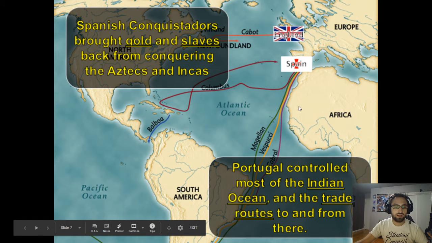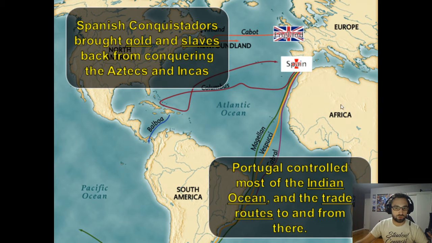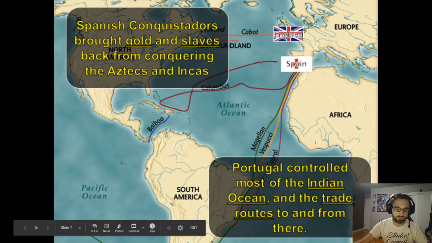Portugal, on the other hand, controlled the Indian Ocean, basically, which is over off to the right of the screen, over on the other side of Africa, and they also controlled all the trade routes to and from there. So England couldn't ship this way because Portugal basically wouldn't let them. So Portugal was controlling all the trade routes that were going down and around Africa, and bringing them back a bunch of money too.